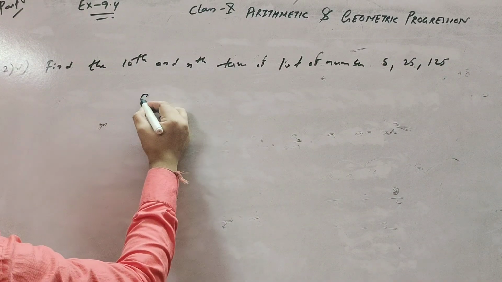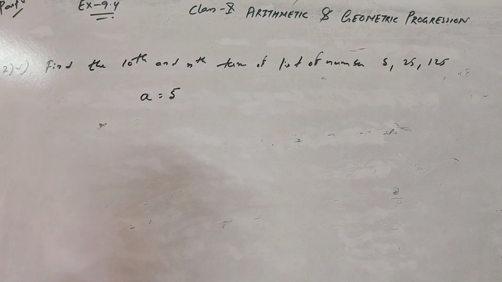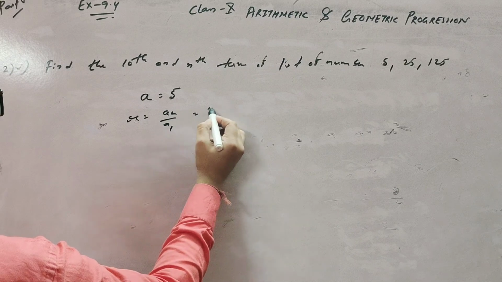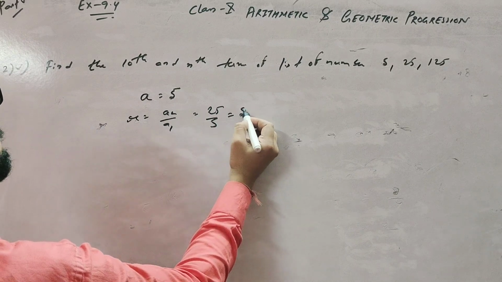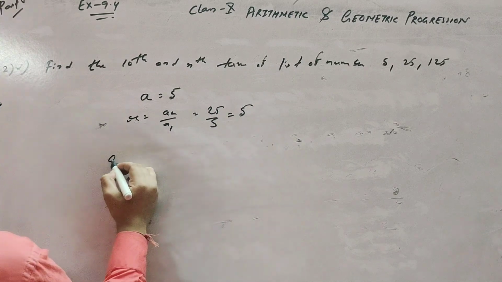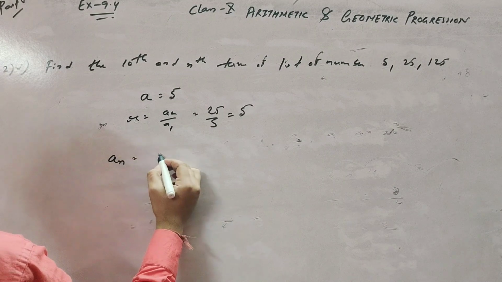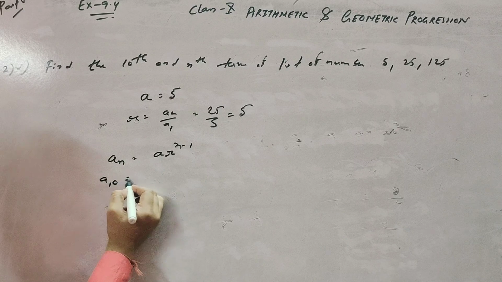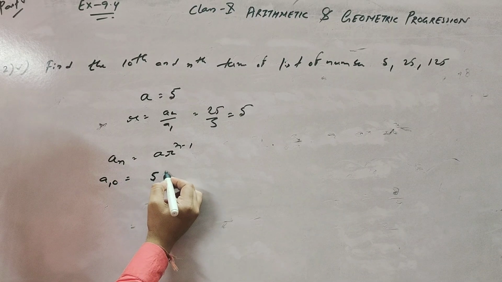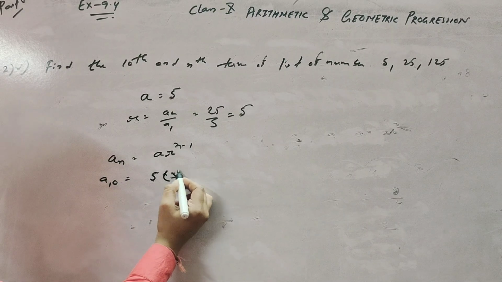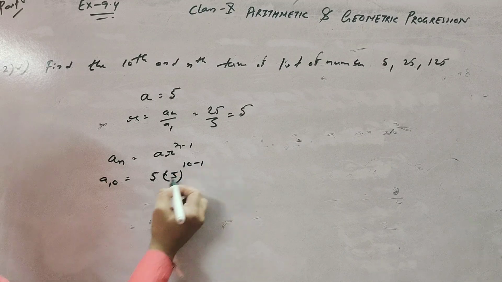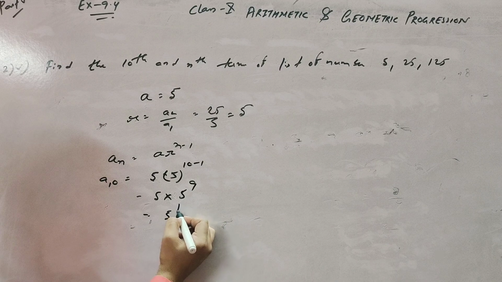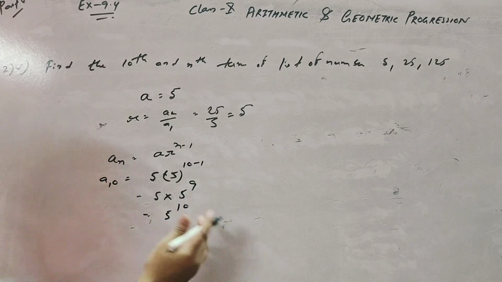First of all, you see the series, the first number is 5. Common ratio formula is a2 divided by a1, that is 25 by 5, which equals 5. For the 10th term, we know the general term formula is a r^(n-1), so a10: in place of a write 5, r is 5, n minus 1 is 10 minus 1. So 5 into 5 to the power 9, that means 5 to the power 10, one 5 and nine 5s, that means total ten 5s.